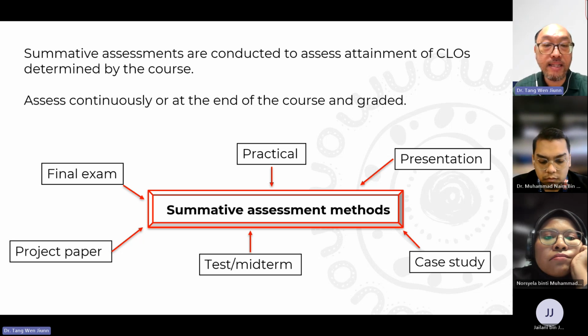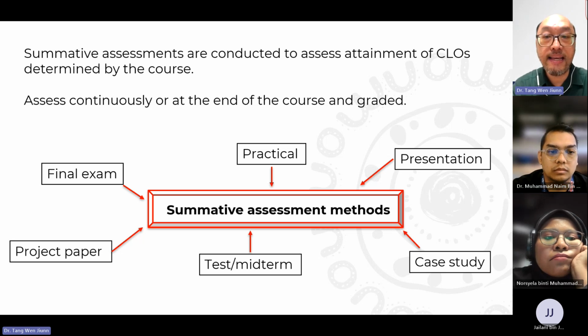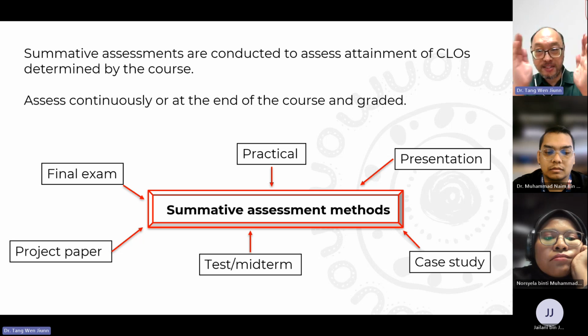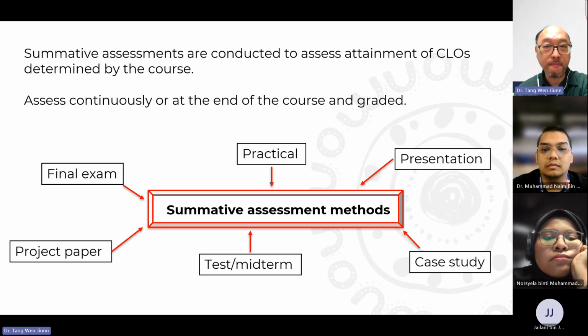Summative assessment can be a final exam, project paper, midterm or test, case study, presentation, and practical. As long as they give grades or marks, they contribute marks or grades to the final overall marks, then they are considered summative because we want to test how much they have learned for a certain period of time. So these are summative.